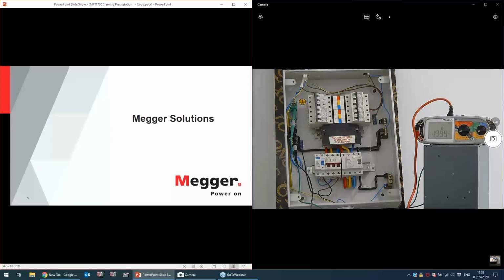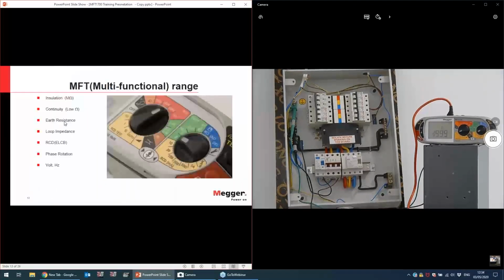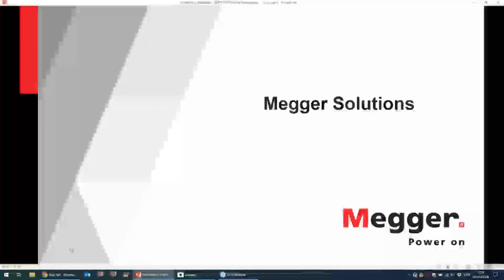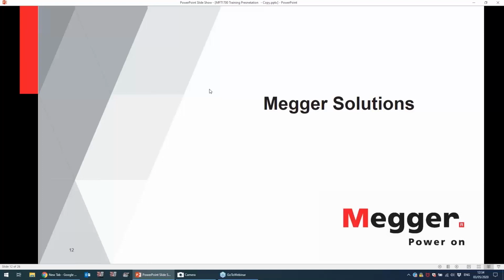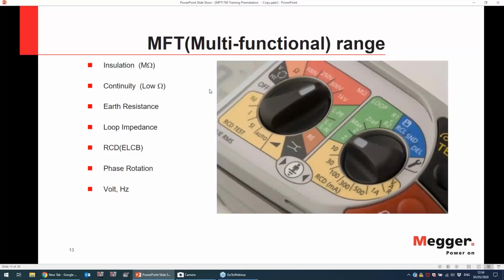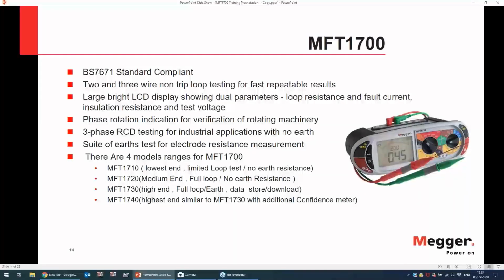Now we will move on to the other part of this webinar, talking about Megger solutions for testing building wiring. So as for Megger solutions, the first range is the MFT, which I just showed you in the picture and in the practical webinar. This MFT range can do all the seven tests, depending on the option that you ask for with this device. We have two series of it, the MFT 1700 series, which is based on the British standard 7671. In case your country is working based on this standard, then this series will be the best for you.